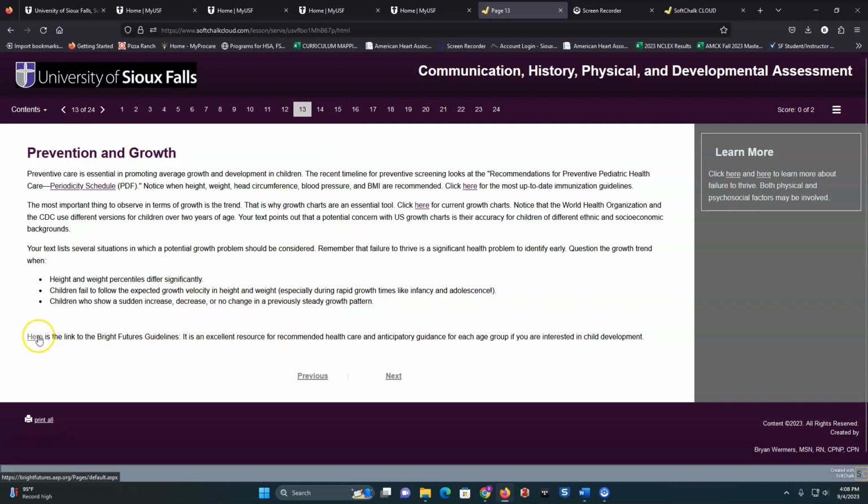Here are the guidelines for when kids should get different assessments and recommendations. This is a great resource. I don't expect you to memorize it, but if you're ever working with kids, Bright Futures Guidelines is something that will help your practice.